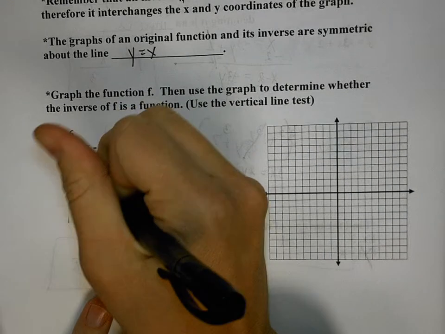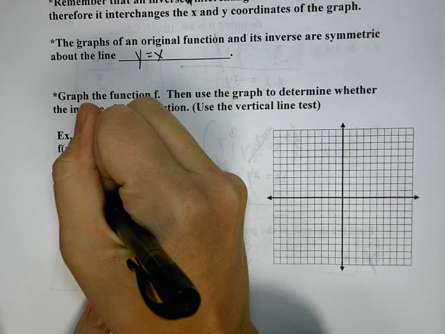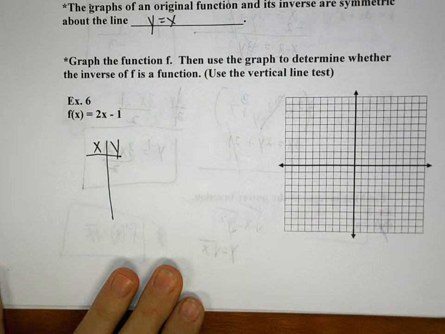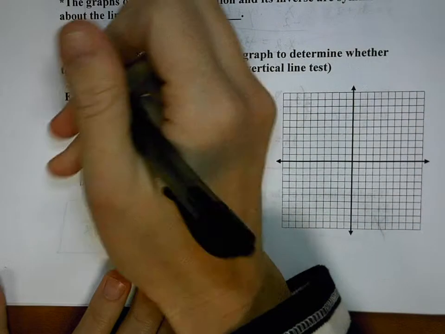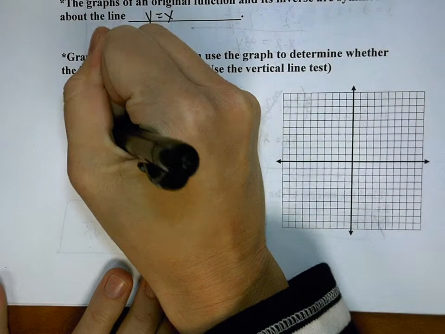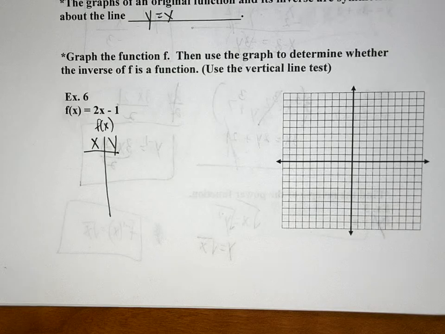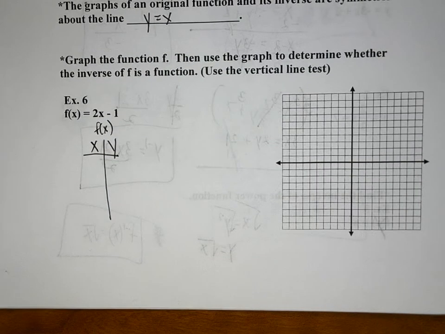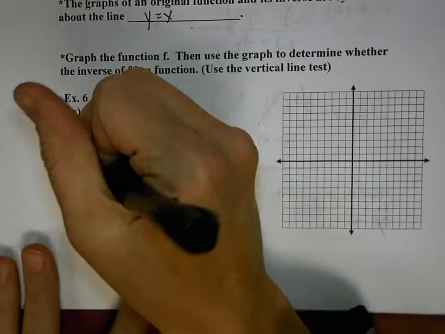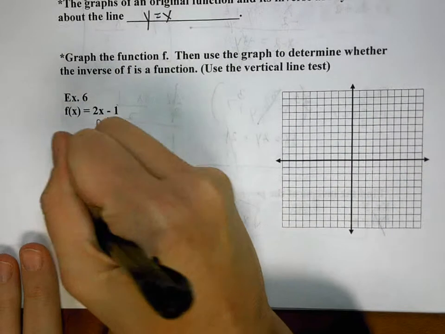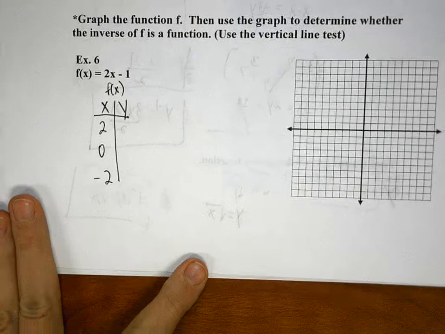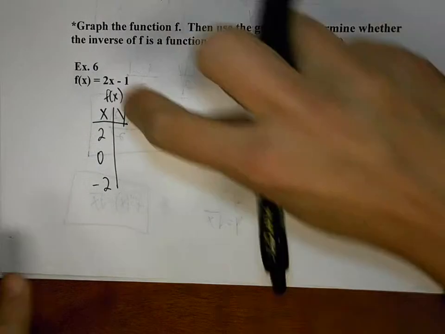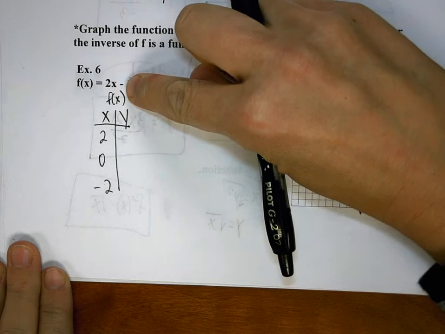So I'm going to make a t-chart with x and y. This is my original function, which is my f of x, okay? You're going to choose 3 values for x. Use positive, negative, and 0. For this one, I'm going to use 2, 0, and negative 2. We're going to plug them into our equation.